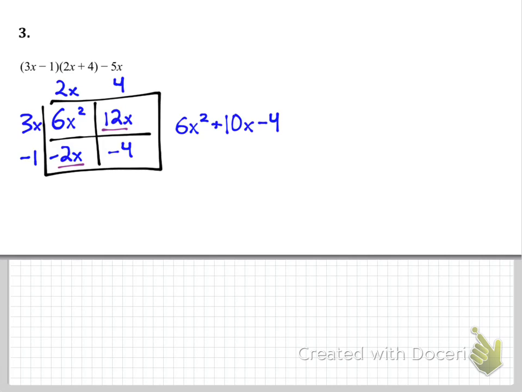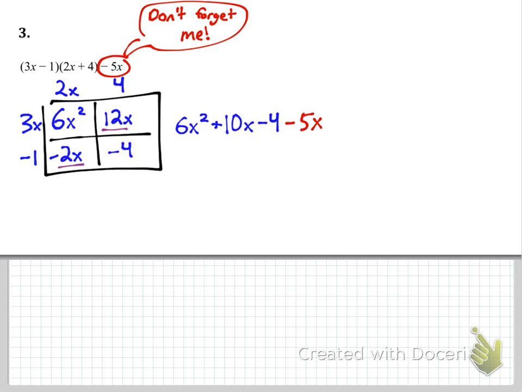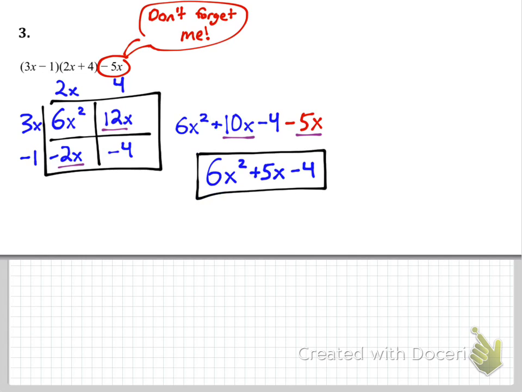But don't stop there, because you need to look back at the original problem. We almost forgot the -5x, and he's over there saying, don't forget me. So we need to include him down there. That is one of the most common problems after you draw the box to then say, hey, I'm done with the problem, because we've been done with the problem so often before this. So include the negative 5x at the very end, and now we notice we need to combine like terms again. When you combine those like terms, you get 6x squared plus 5x minus 4, and that is our final answer.